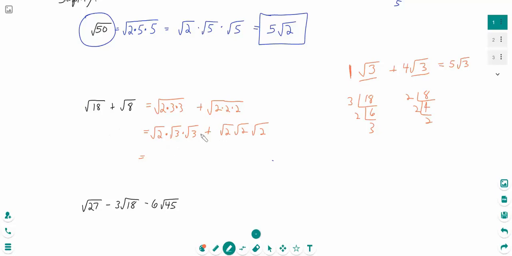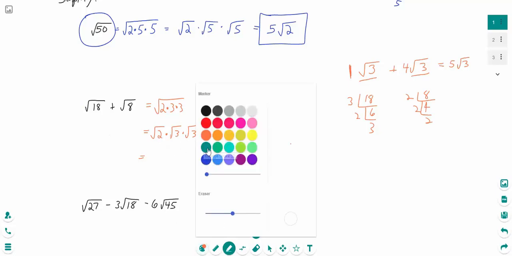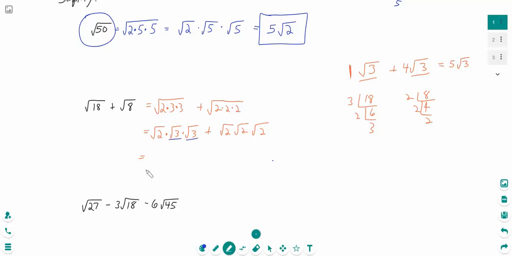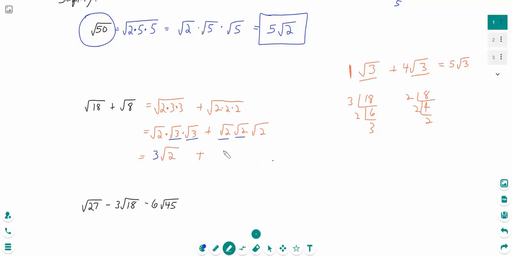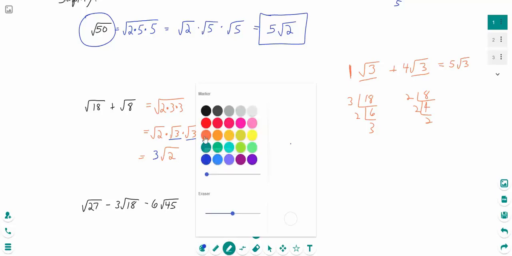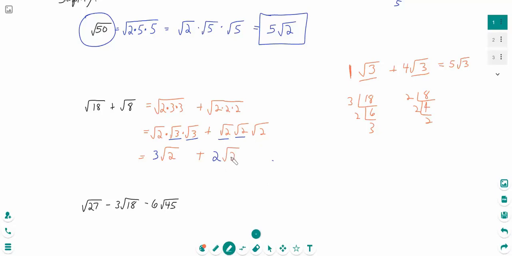So in the first term here, we have two 3s. Maybe I'll change my color here. We have two 3s. So square root of 3 times the square root of 3, that's going to give me 3, right? And then we still have this square root of 2 left over. Then we have this plus, and then over here we have a pair of square root of 2s. That's going to give us 2. We still have one more square root of 2 left over.